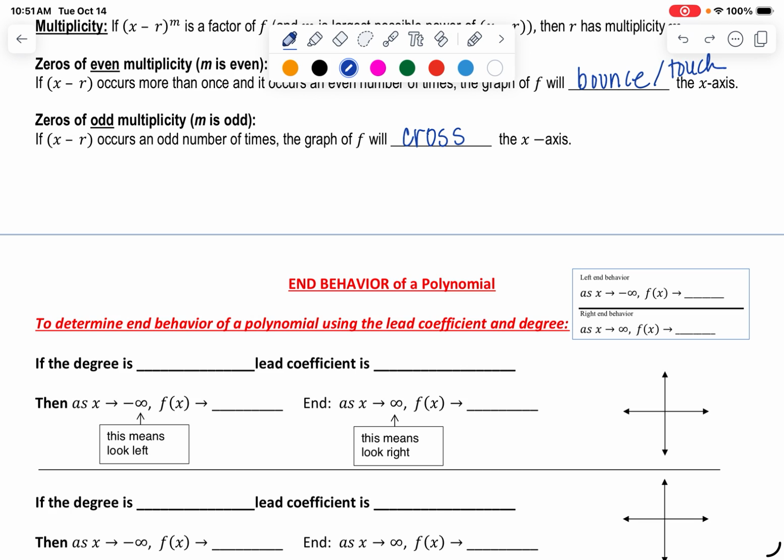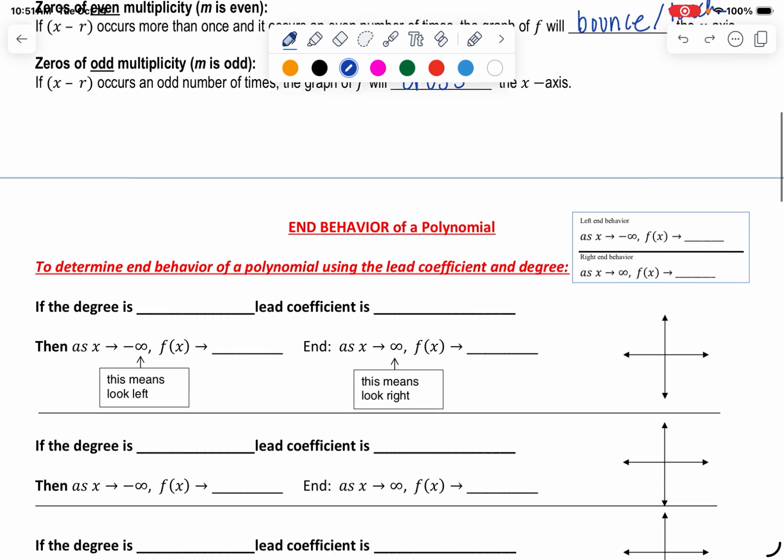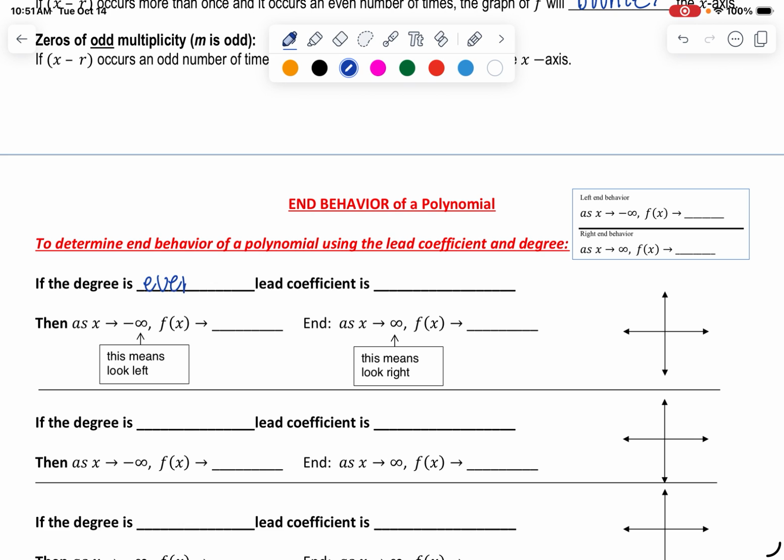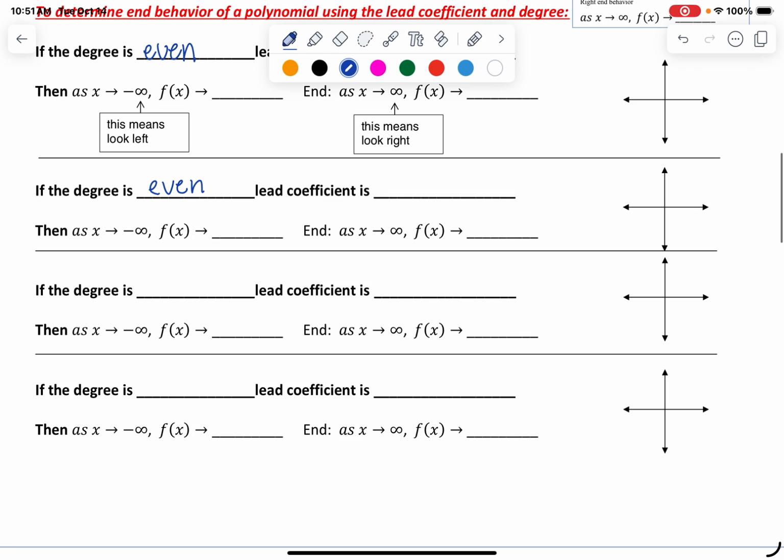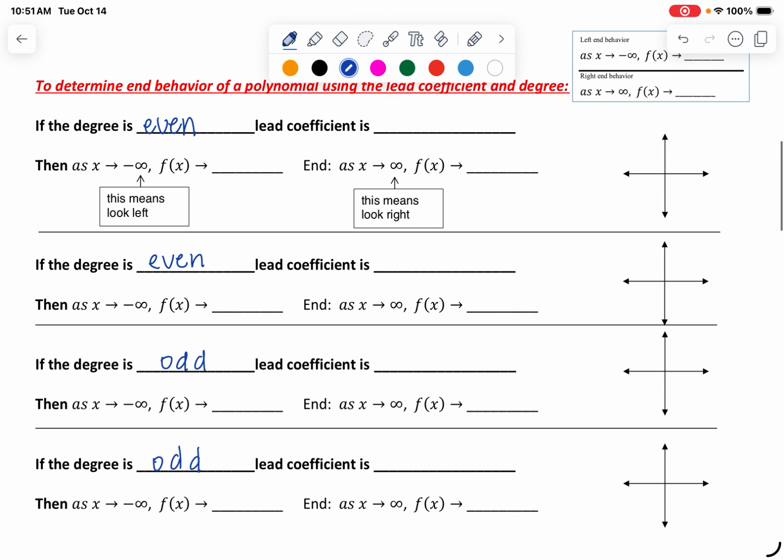So there are 4 different options of what you can have. We can have the degree be even, so we'll put even in both of these, or the degree can be odd, put odd in both of those. And then the lead coefficient can be positive or negative. So the lead coefficient will be even and positive, even and negative, odd positive, odd negative. So it's different combinations of those.